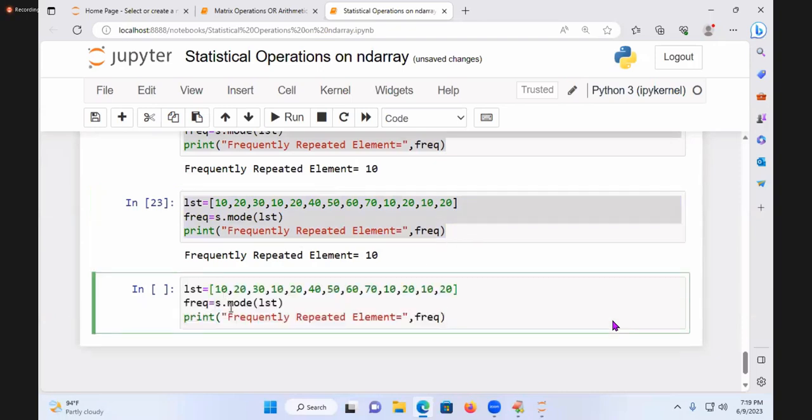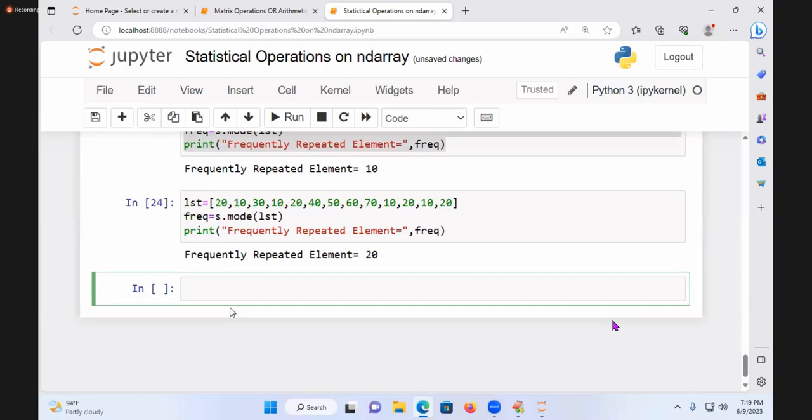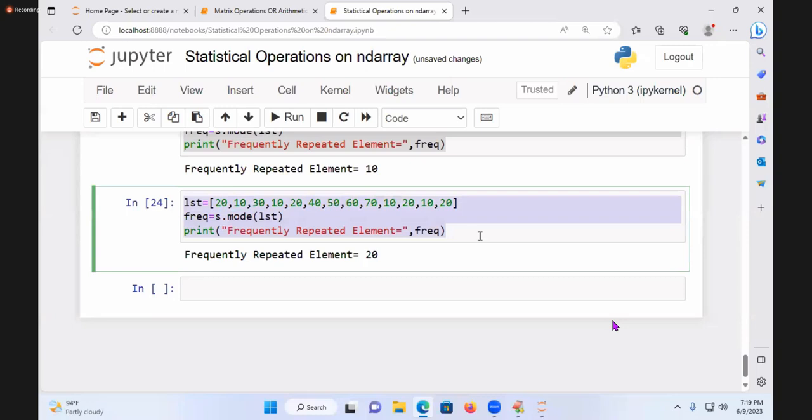Here I am writing 20. Here I am writing 10. What is the answer that is coming? 20. But both of them are repeated equally now. How to get both of them? Come on, I already explained the function.